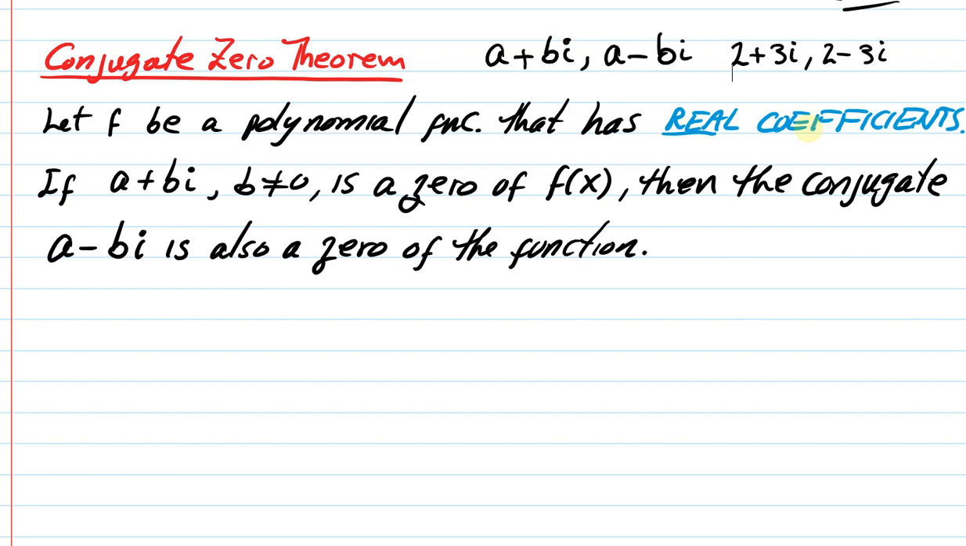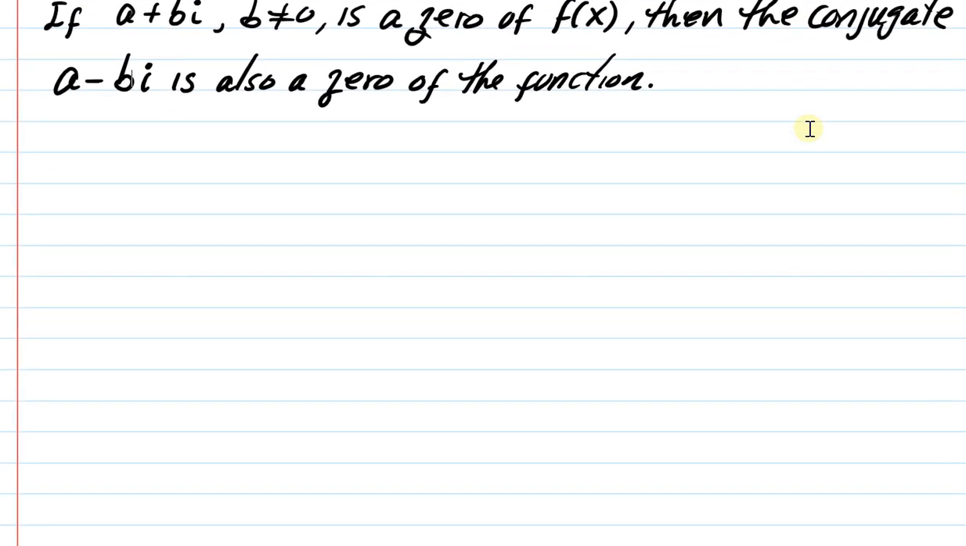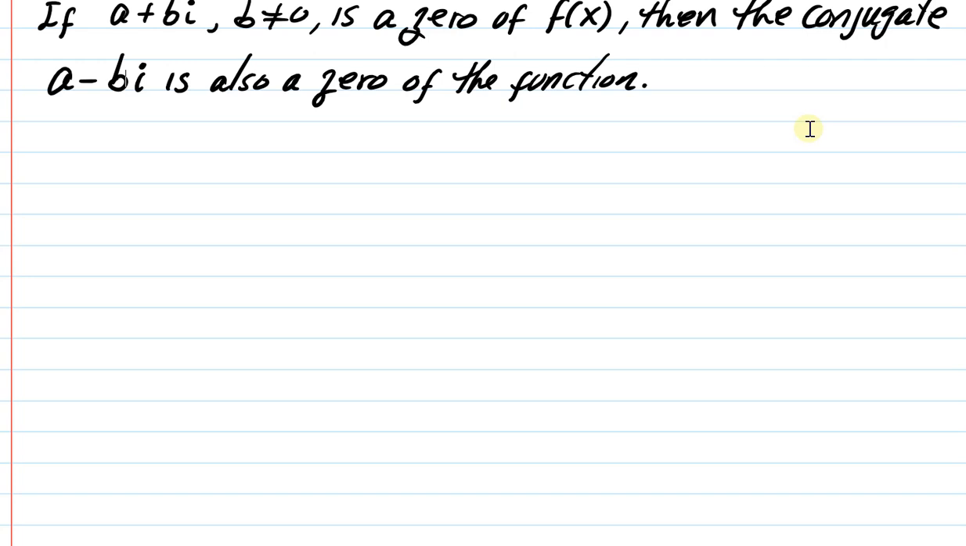If a plus bi, where b can't be 0. In other words, if b is 0, then I don't have a true complex number. If a plus bi is a 0 of the polynomial, then the conjugate a minus bi is also a 0 of this polynomial. Okay, so in other words, complex solutions occur in pairs. Keep that in mind. Complex solutions occur in pairs.